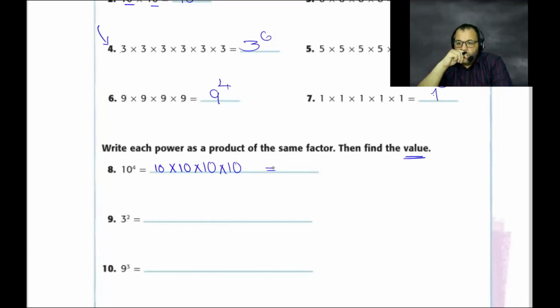The answer is 10 to the power of 4. No, I need the answer, the value. When I say 3 times, make it 5 times 5. 5 times 5, I need the value.